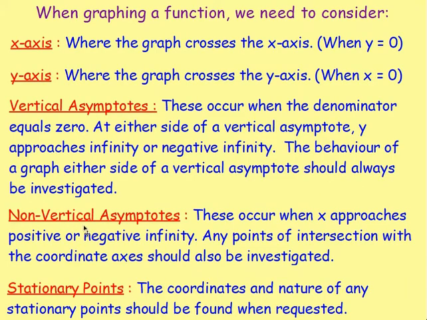And we've also got non-vertical asymptotes. They're not called horizontal asymptotes because they're not always horizontal. So they are non-vertical asymptotes. And they occur when x approaches positive or negative infinity. So that needs to be investigated as well. And if you are asked for it, if you're really lucky, you also have to look at your stationary points.